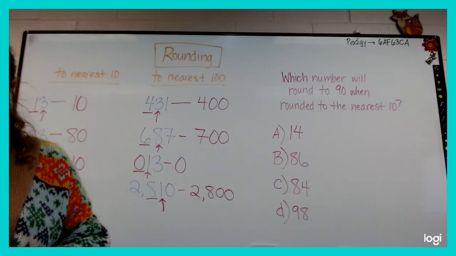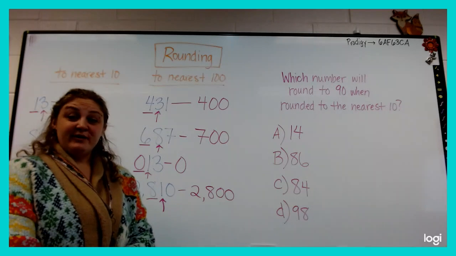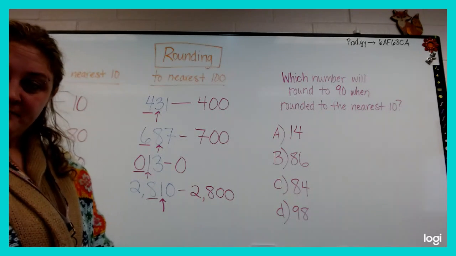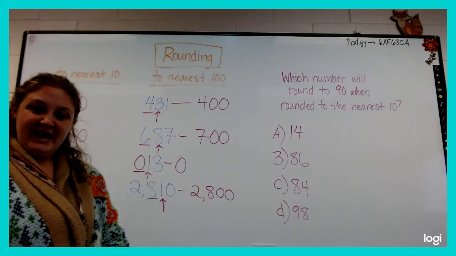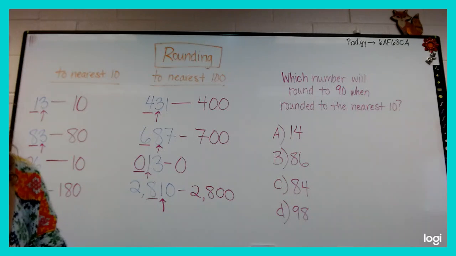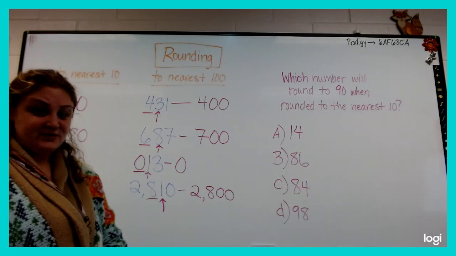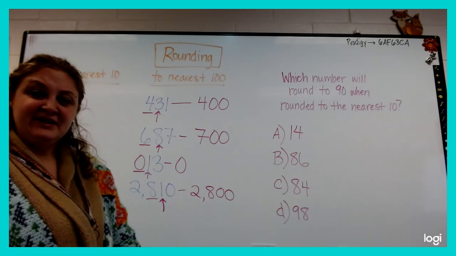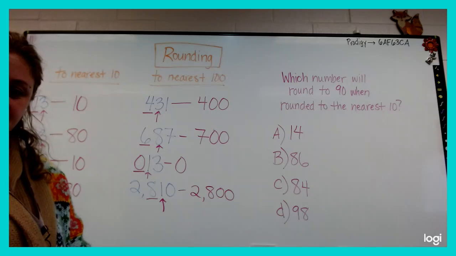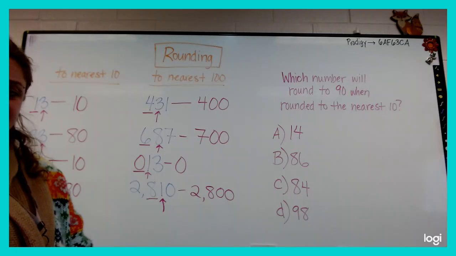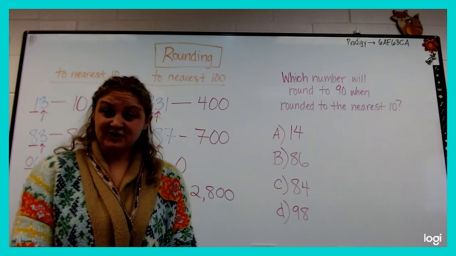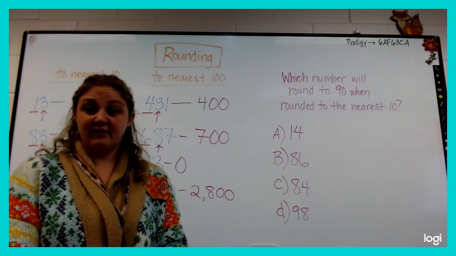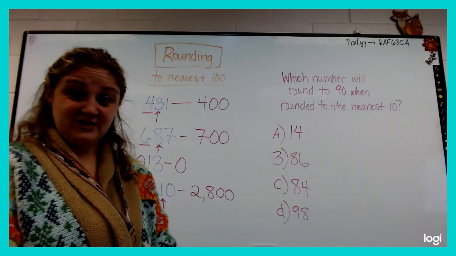All right. So go ahead. I need you all to write the numbers down. You don't have to copy the problem, but I need you to write down 14, 86, 84, and 98. And we're going to walk through this one. There's only one right answer. So which of these numbers, when rounded to the nearest 10, would be 90? So remember, this isn't a guess thing. Can you actually go through, check all your numbers, and make sure you do it correctly? Yes, that's what I expect you to do.